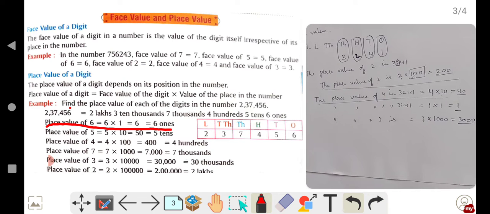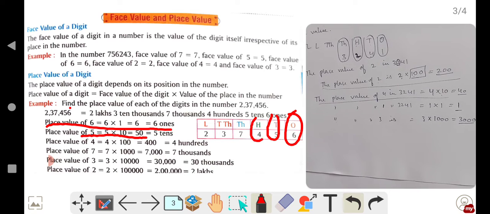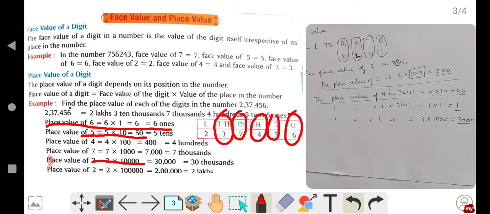Place value of 6. As I explained for this example, place value of 6 is equal to 6 into 1 is equal to 6, because 6 is in ones place. Then place value of 5 is 5 into 10, that is 50. Then 4 is 4 into 100 because 4 is in hundreds place. And place value of 7 is 7 into 1000, that is 7000. And place value of 3 is 3 into 10,000 because 3 is in 10,000's place. So multiply 3 by 10,000, the answer will be 30,000. And the place value of 2 is 2 into 1 lakh, that is 2 lakhs.